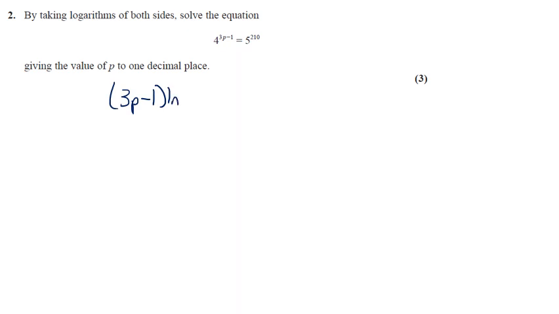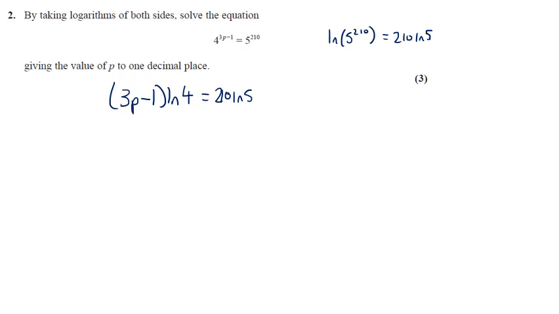So (3p - 1) times ln 4 is equal to 210 ln 5. What I've exploited here is that one of the laws of logarithms allows me to take the power to the front as a coefficient. So I've just applied that to both sides.